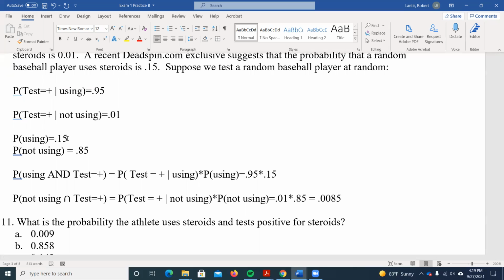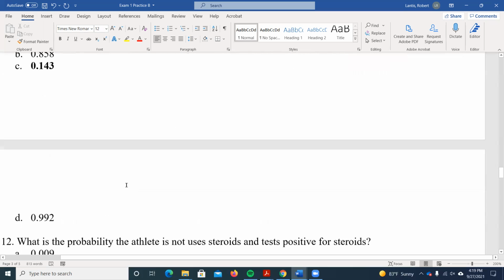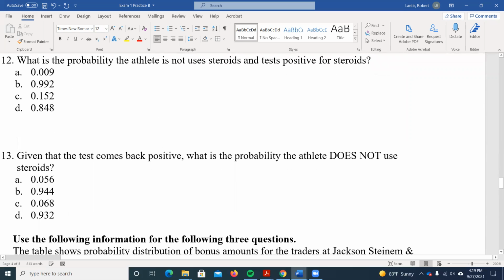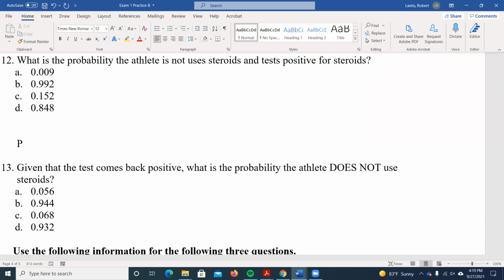So we haven't had to use Bayes' theorem yet. Those two are kind of leading us into there. But 13, I'm just going to write out what we're looking for. So given that the test comes back positive, what's the probability the athlete is not using steroids?